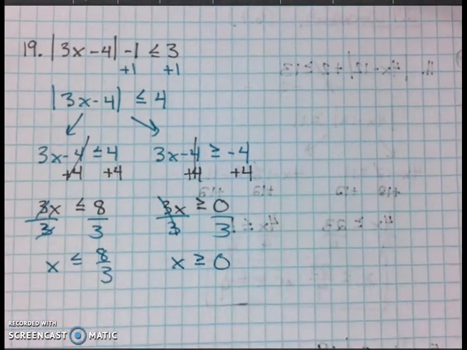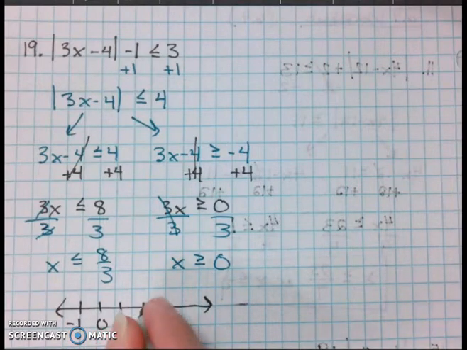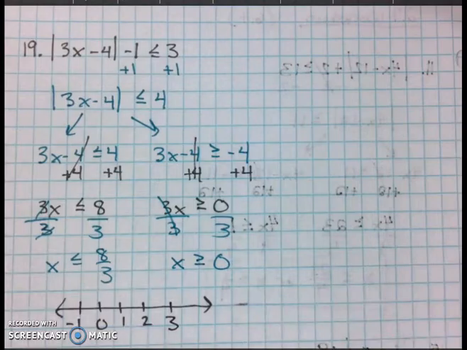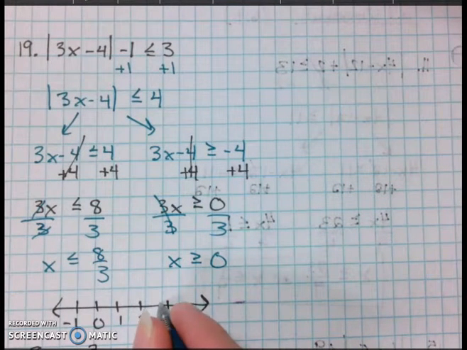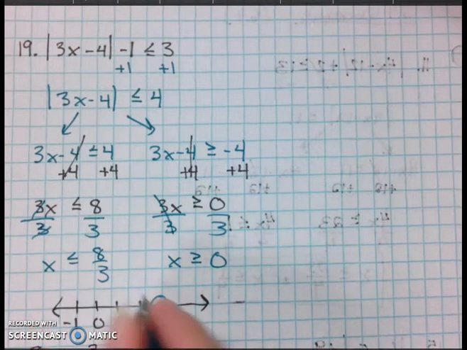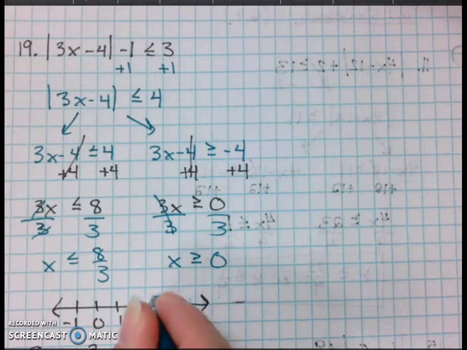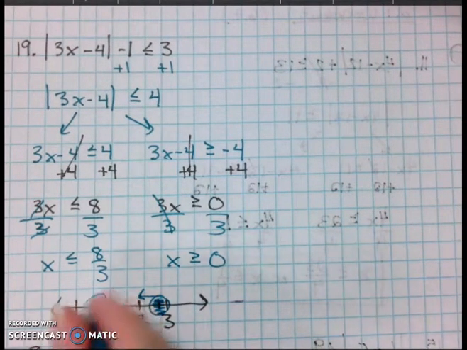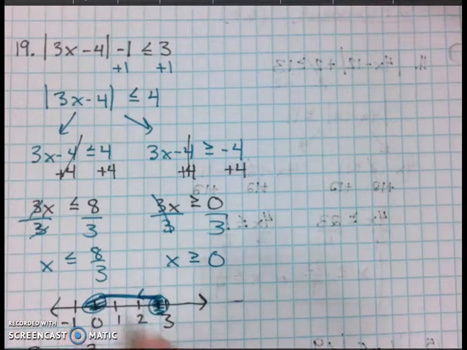And I'm going to graph this. So negative 1, 0, 1, 2, 3. Okay, so to give you an idea of what 8/3 equals, you can divide those in your calculator if you want. And 8/3 is the same as 2 and 2/3. So that helps me to know that it's between 2 and 3. It's going to be a little bit more towards the 3, 2/3 of the way. So there we go. So x is less than or equal to 8/3, which is that, less than this way. And x is greater than or equal to 0, fill it in. Connect them in the middle.